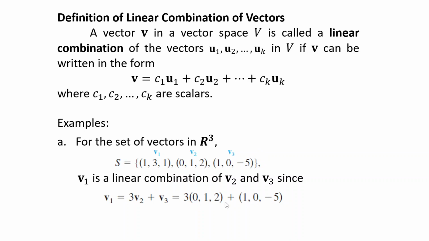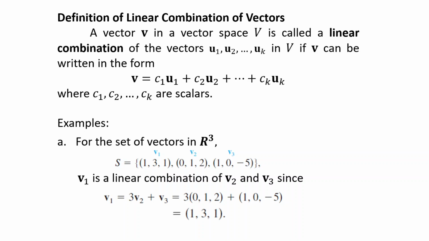So when we multiply this and then add the results, we will get (1, 3, 1), which is the first vector. So we have 0 plus 1, so we'll have 1, and then 3 times 1, so that's 3, plus 0, that's 3, and then this is 6 minus 5, so we have 1. So we see that our vector v1 is a linear combination of the vectors v sub 2 and v sub 3.